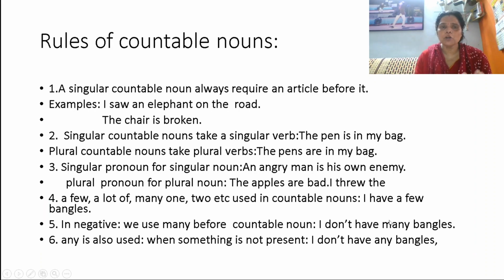Now take out your book and start seeing all these rules that are in your book. Try to underline all the rules. A singular countable noun always requires an article. I told you in the beginning, a or an, the definite article or indefinite article. I saw an elephant. So here an is put, so it is an indefinite article. The chair, the is put here, so it is a countable noun. Singular countable nouns take a singular verb. I have also given the example. The pen is. But when I say the pens, I will be putting are. Okay, here see, here I gave is.